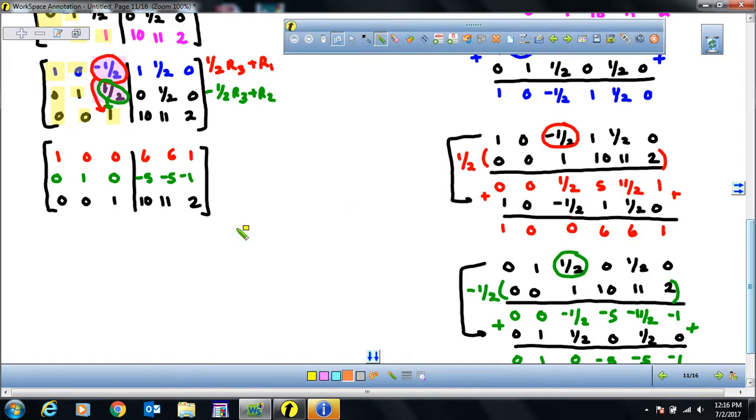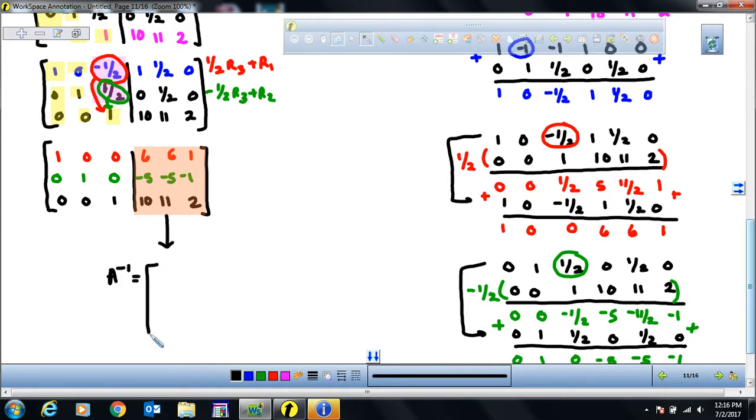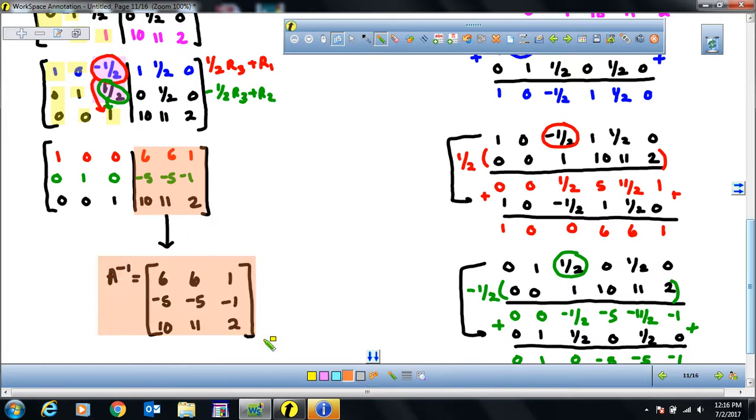After we make everything into ones and zeros on the left side, the values on the right side represent the inverse of matrix A. So this is my A inverse, which is going to be 6, 6, 1, negative 5, negative 5, negative 1, and 10, 11, and 2. And we are done. So this is the inverse of the matrix A.